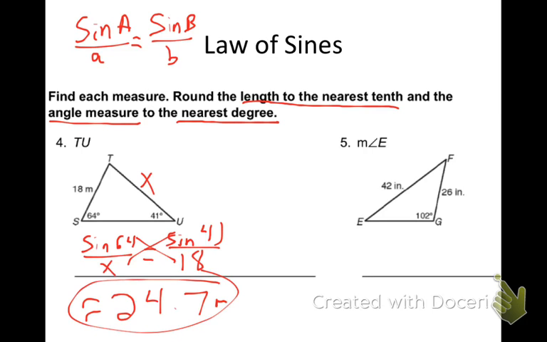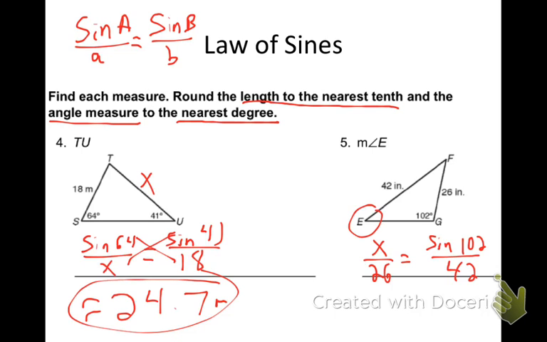Number 5. I want to set up another ratio. How can I set that one up? Troy, what are you thinking, sir? X over 26 equals sine of 42 over 40. Nice job, sir. Now, what am I trying to find here, Troy? I'm trying to find the angle measure. So what trig function do I have to do at the very end? When I'm trying to find angle measures, I have to do the inverse function. Nice job.